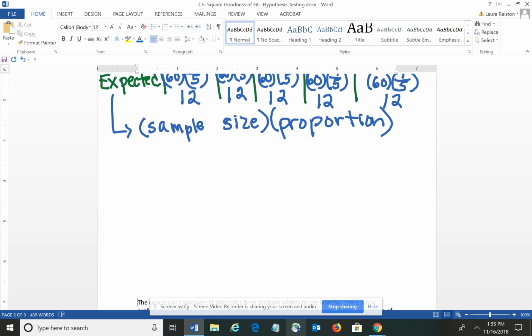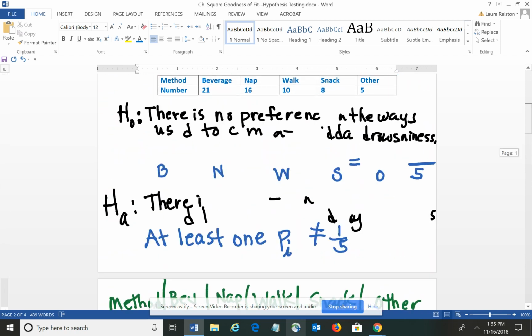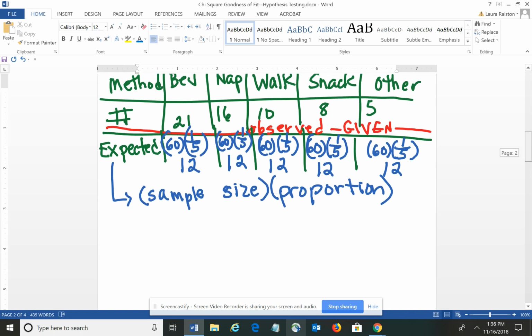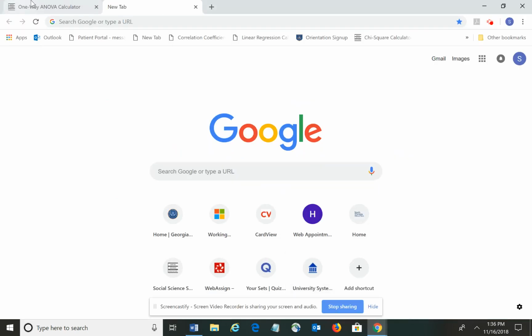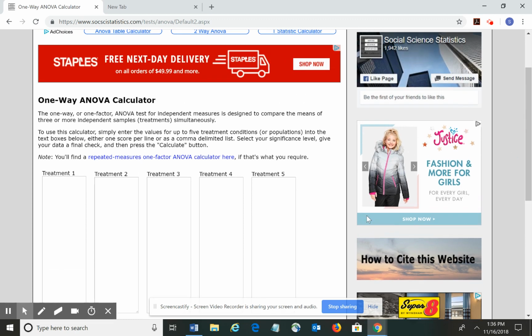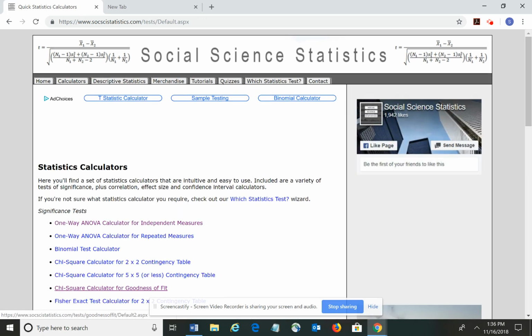We then are going to take that information in this table that I just created using the observed and the expected, and we're going to enter it into the calculator. And we need the calculator for chi-square goodness of fit. Okay, so the link was on the other PowerPoint. I'll try to add it at the end.